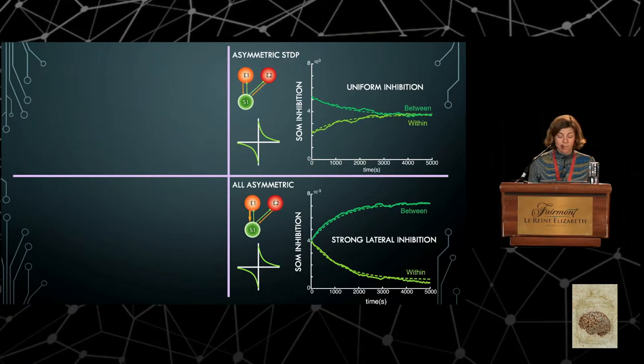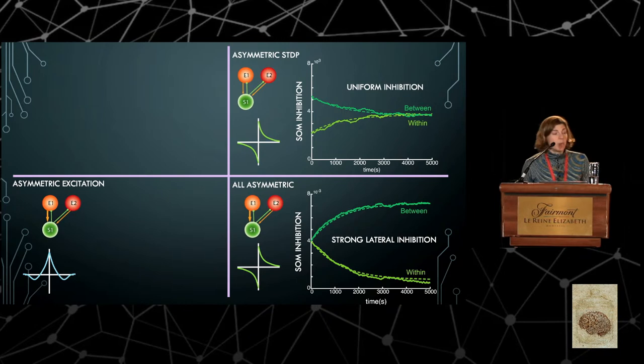These are the two models I've already discussed. Now, perhaps you're thinking maybe the asymmetric learning rule doesn't really matter, and it is only the strength of this excitatory connection that makes a difference. I'll tell you that's not true, because what we did was we kept that asymmetric excitation consistent, meaning the E1 to S1 excitatory connection was strong while the other was weak. But we then replaced the asymmetric learning rule with the symmetric learning rule.